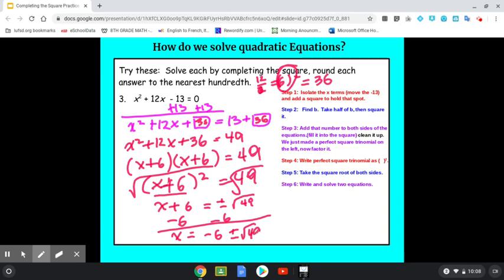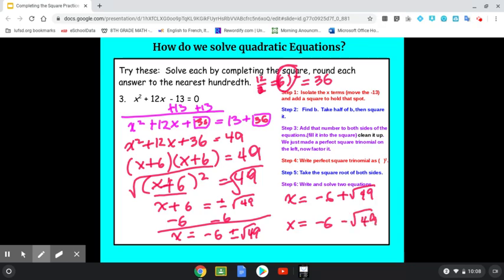Now many of you may have noticed that 49 is a perfect square, which is 7. But some of you are still struggling with that. So that's okay, because that's why this is a great method, because you could plug it in your calculator. So we're going to separate it now. We get x equals negative 6 plus radical 49. And x equals negative 6 minus radical 49.